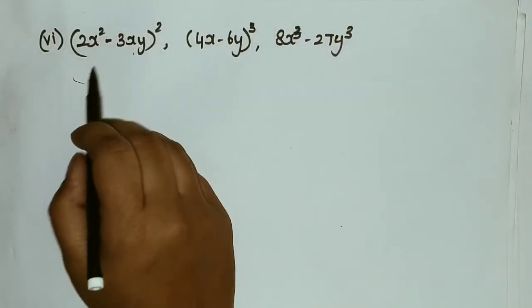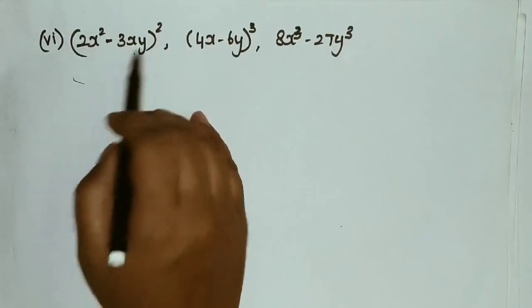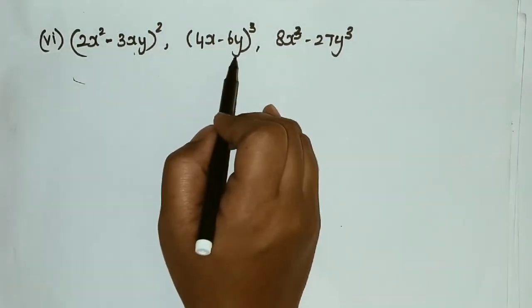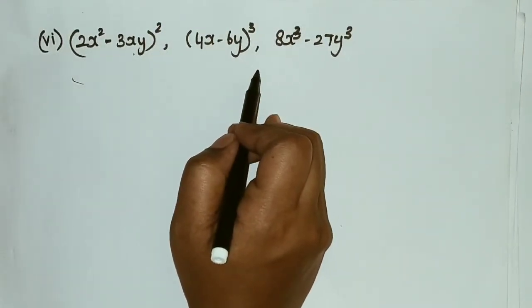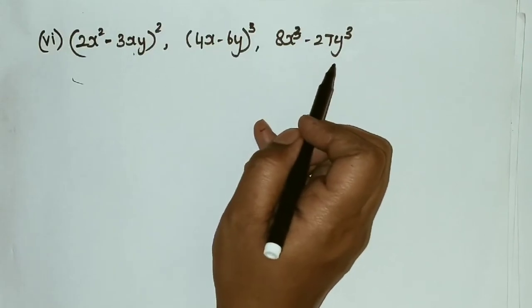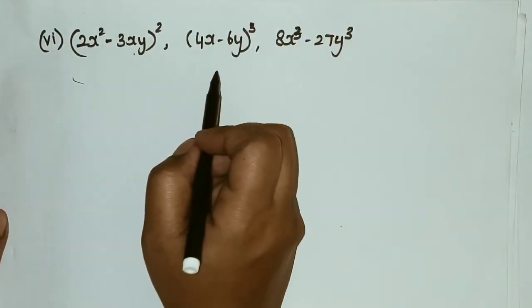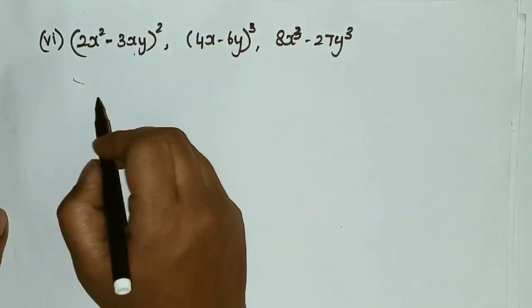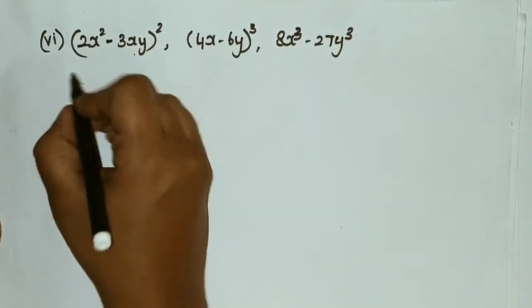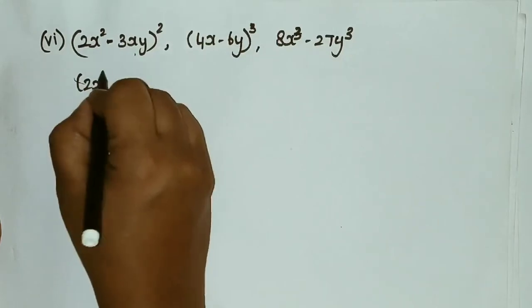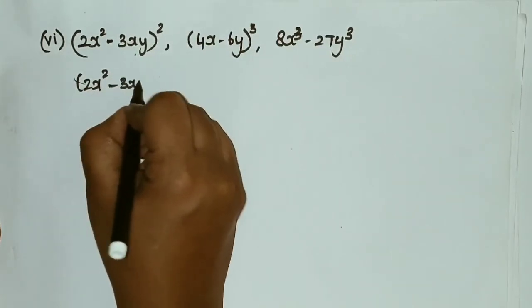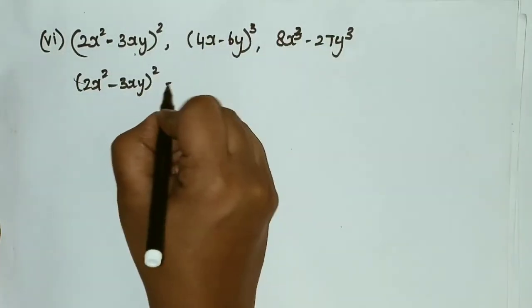Sixth sum is 2x square minus 3xy whole square, 4x minus 6y whole cube, 8x cube minus 27y cube. First, I am going to factorize all these expressions and then I am going to find the LCM for these expressions. First, taking the first expression, 2x square minus 3xy whole square.